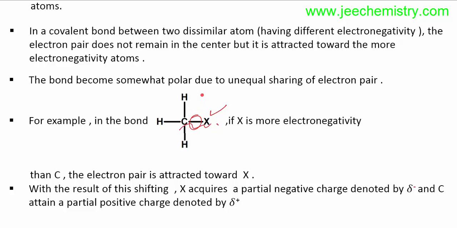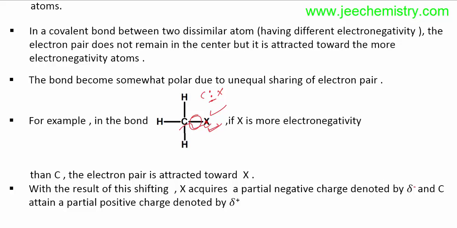Here I am showing this is the middle, but this is the electron cloud, so it will attract the electron cloud more towards the halogen. It will shift more towards the halogen because halogen is more electronegative than carbon. So the carbon will acquire a positive charge because it will have fewer electrons. The halogen will have more electrons, and more electrons means it will acquire a negative charge. They are electron rich because of their electronegativity.